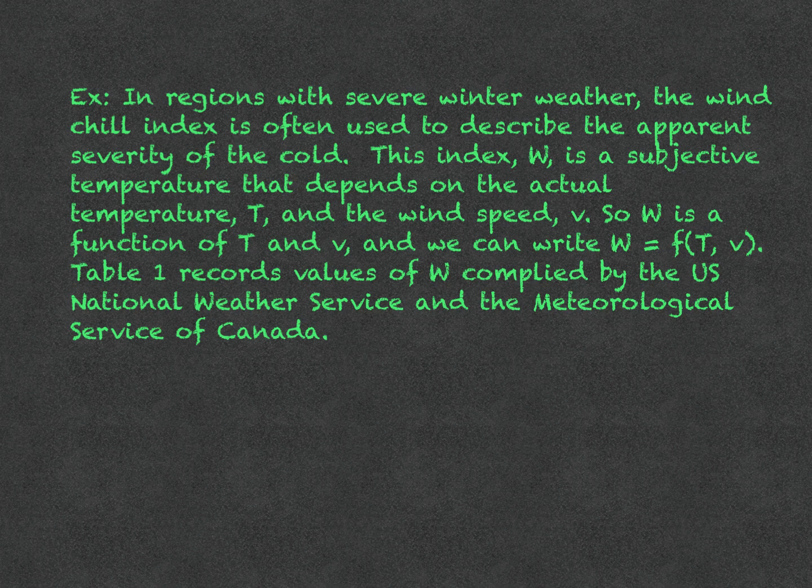This example shows the way in which we see this. In regions with severe winter weather, the wind chill index is often used to describe the apparent severity of the cold. This index W is a subjective temperature that depends upon the actual temperature T and the wind speed V. So W is a function of T and V, and we can write W equals the function of T, comma V. Table 1 records values of W compiled by the U.S. National Weather Service and the Meteorological Service of Canada.